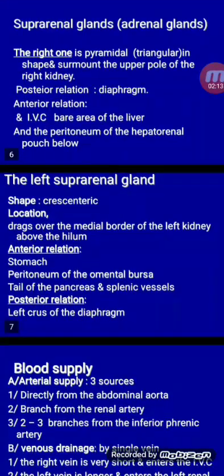The left suprarenal gland is crescentic in shape. It drags over the medial border of the left kidney, above the hilum. The hilum is the region for the entrance and exit of structures.